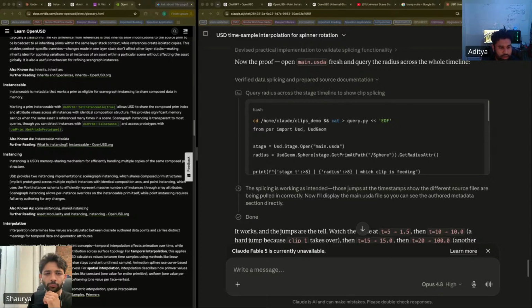It works and jumps. T5 1.5 and then T10 10. Harder jump, clip 1 takes over and then T15, T20. Oh, I see.